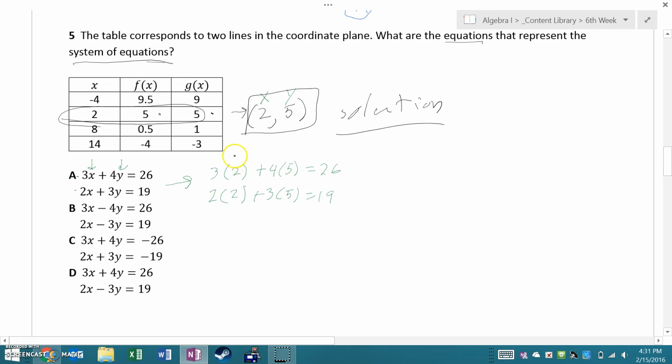Alright, so I've plugged the x value, the 2, in for x, and the y value, 5, in for y. Now you just have to make sure that each of those equations is correct. And that's just calculating. If you do actually calculate this, you get 26 equals 26, and 19 equals 19. All right, I'm going to move on to part 2 now.